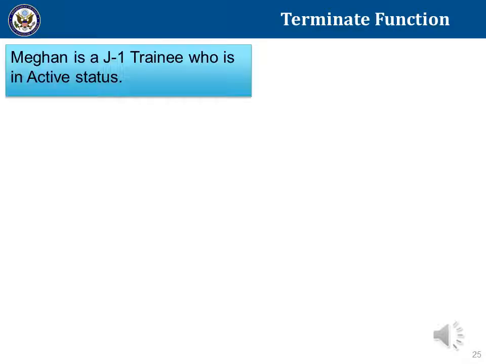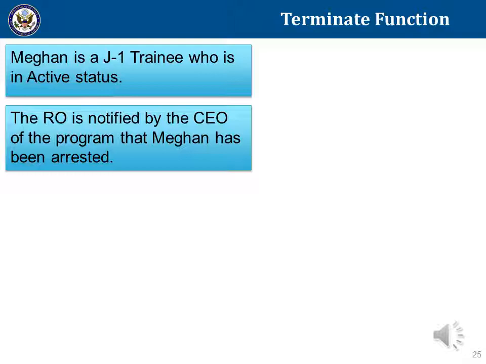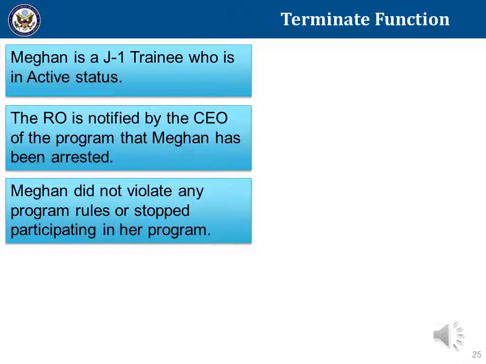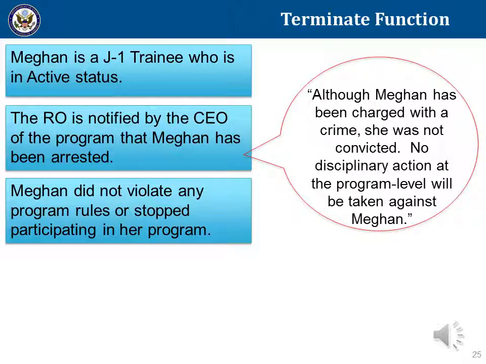For our next scenario, we will discuss active status J1 trainee Megan. In this scenario, the program CEO notifies the RO that Megan was arrested but ultimately was not convicted of a crime. Megan did not violate any program rules and did not stop participating in her program activity. The program will not be taking any disciplinary action against Megan.